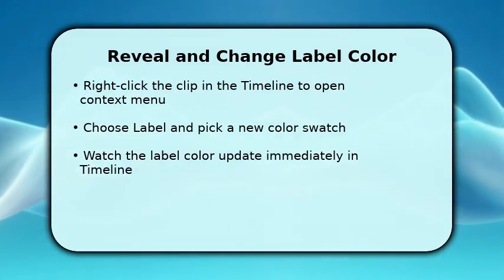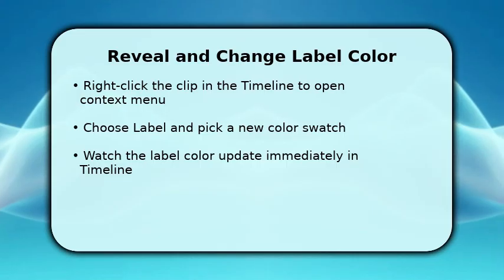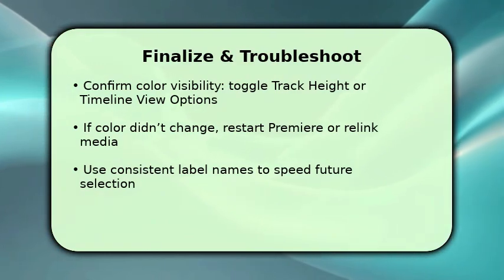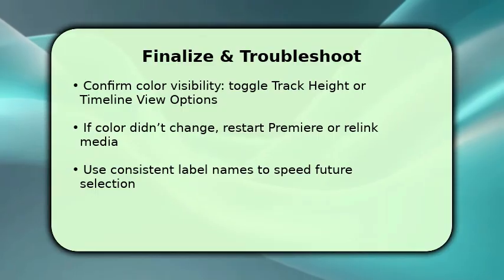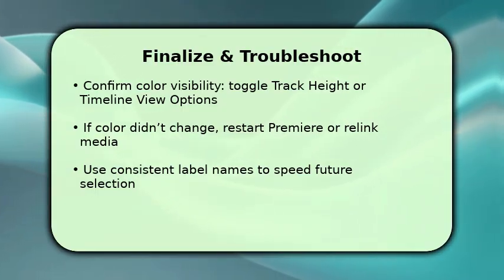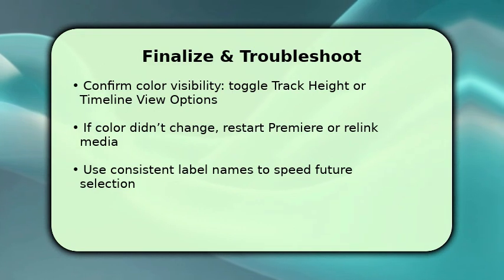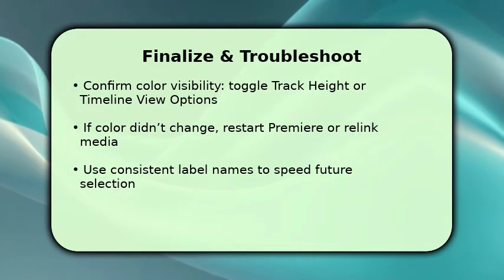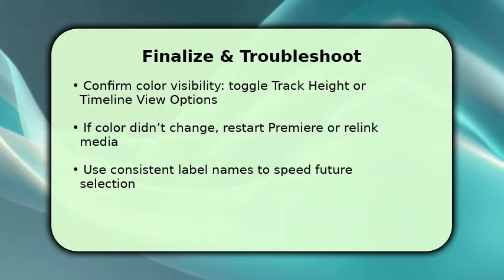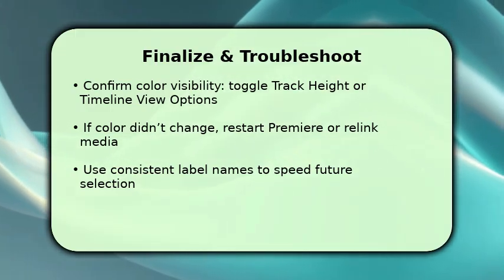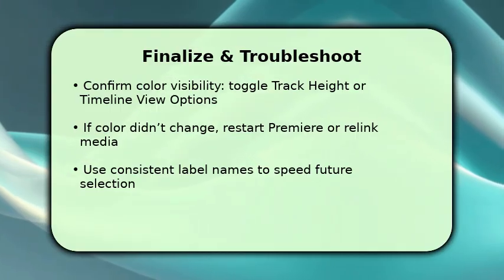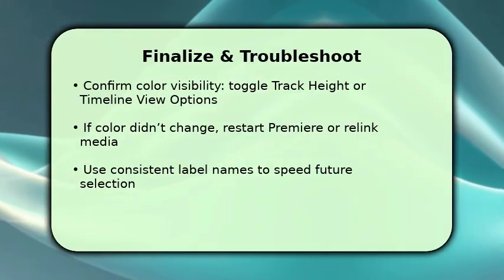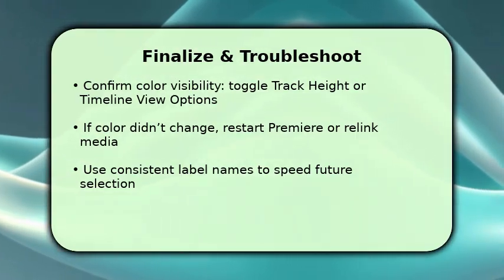To finalize, make sure you can actually see the new label. Adjust track height or open timeline view options and enable clip label color. If the color didn't change, try deselecting and reselecting the clip, then restart Premiere. Occasional UI caching can block updates. If problems persist, relink the project or clear the media cache. Finally, keep a simple color scheme and descriptive clip names so you can quickly select and manage.